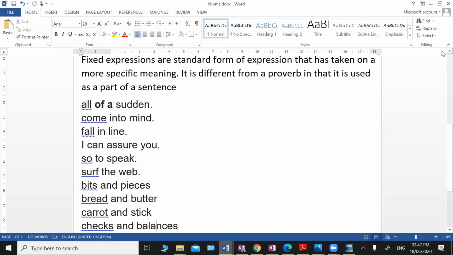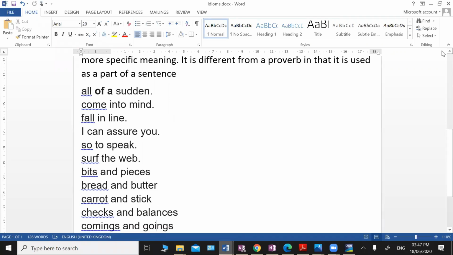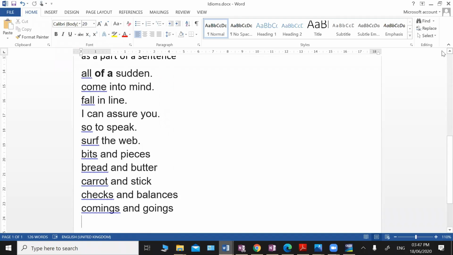So to speak, surf the web, bits and pieces, bread and butter, carrot and stick, checks and balances, comings and goings. These are called fixed expressions. These are some words which we use with some other words, and these are fixed words. We don't make changes with these words, and we use them with other phrases or in our conversation to make the meanings stronger or more convincing. And these are the phrases.